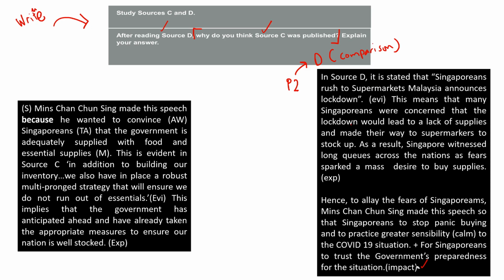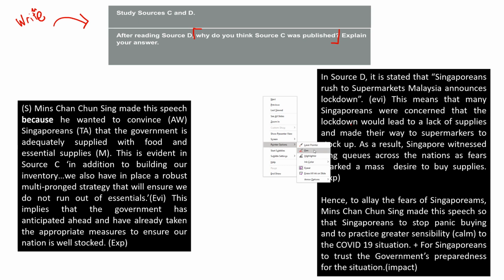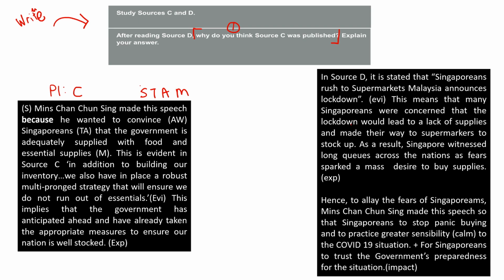So in answering this question, what is the process again that we are applying? The first step is that I see this question in two portions. So I'll deal with the first portion here, which is why do you think source C was published? And I deal with that in paragraph 1. I deal with source C. In writing out paragraph 1, I apply STEM first. So give speaker, target audience, M. So you just do your conventional stemming, but you pause at M.